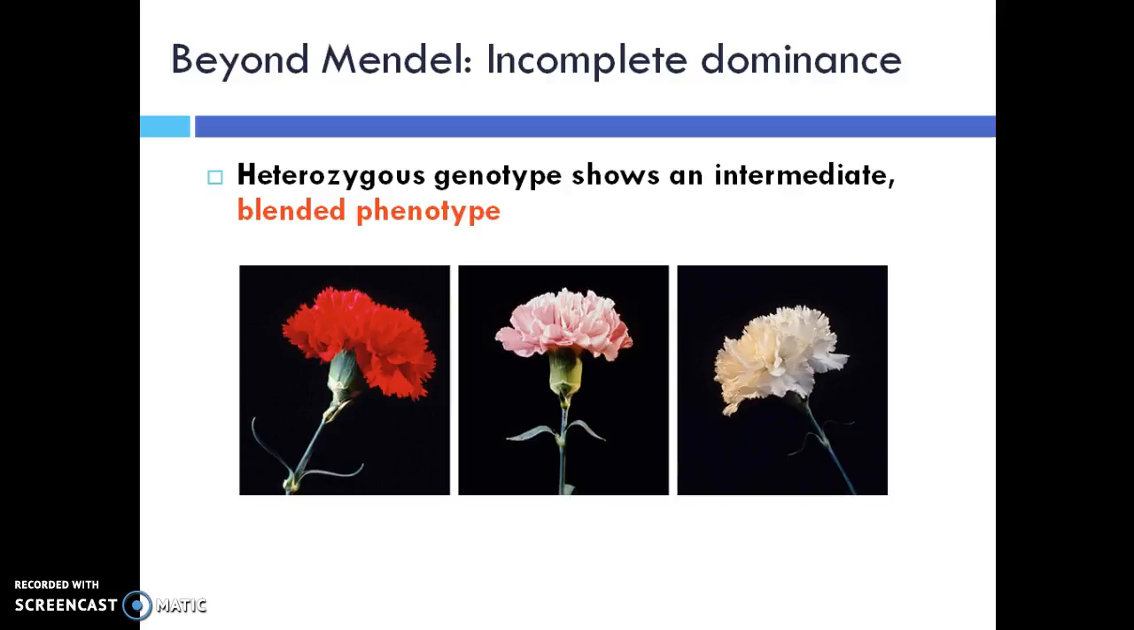The first is called incomplete dominance. This is when one gene, one allele, is incompletely dominant over the other. What that means is that when we get a heterozygous genotype, we have an intermediate blended phenotype. For example, this red flower here has 2 dominant alleles, big R, big R. This white flower here has 2 recessive alleles, little r, little r. This pink flower has 1 of each. And because the red is not completely dominant over the white, some of that white trait shows through with the red, and we get a pink intermediate.